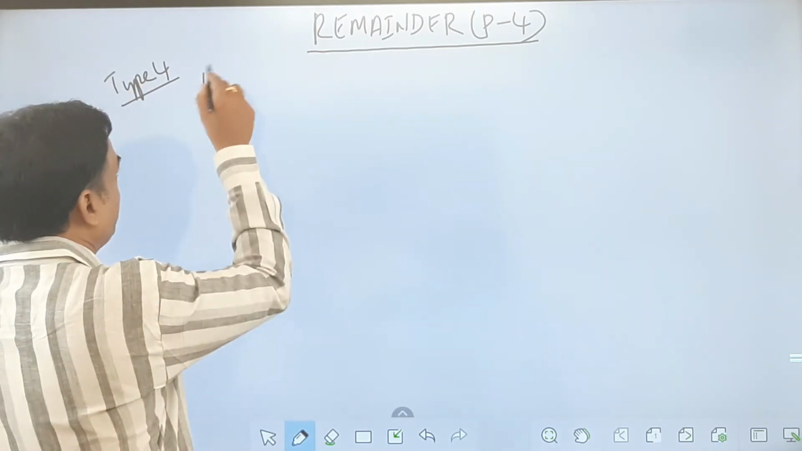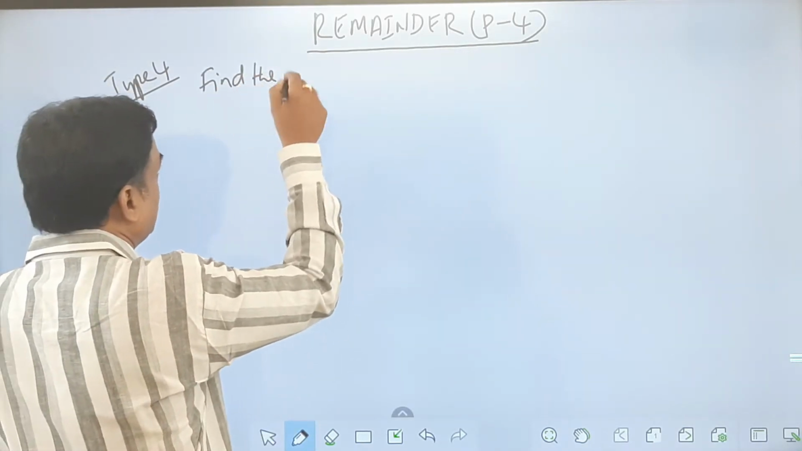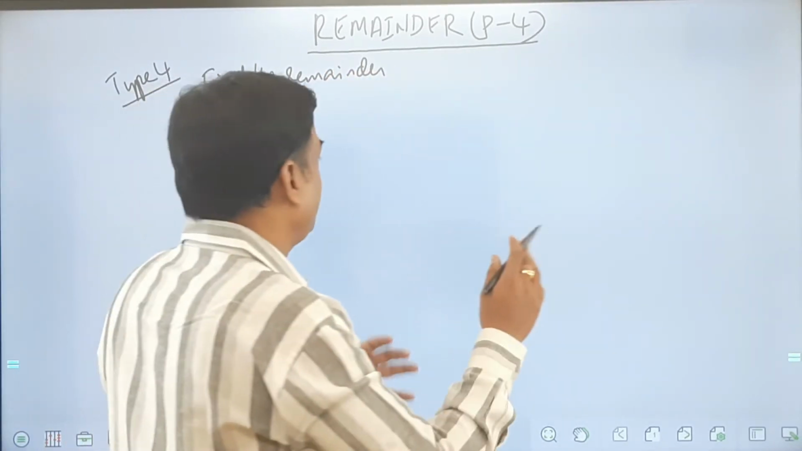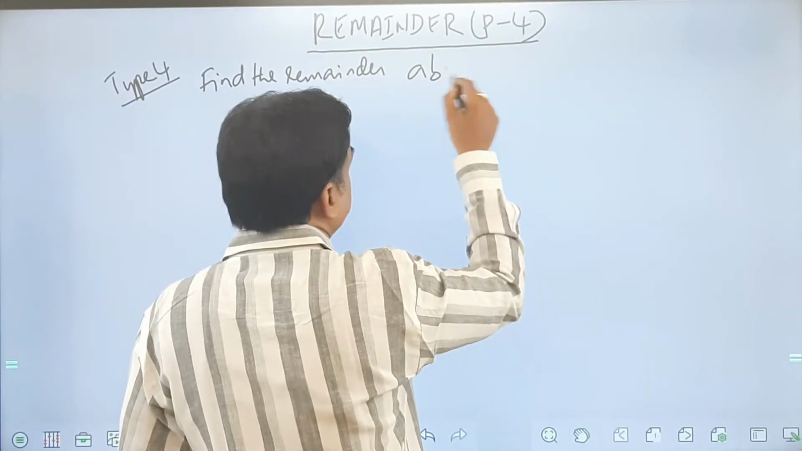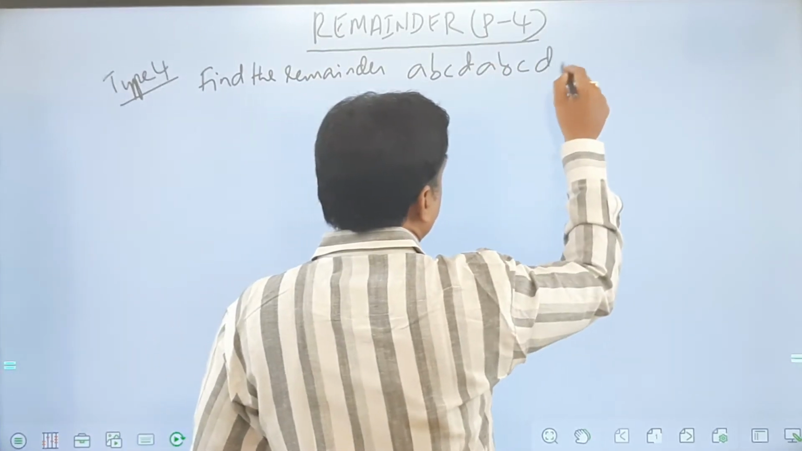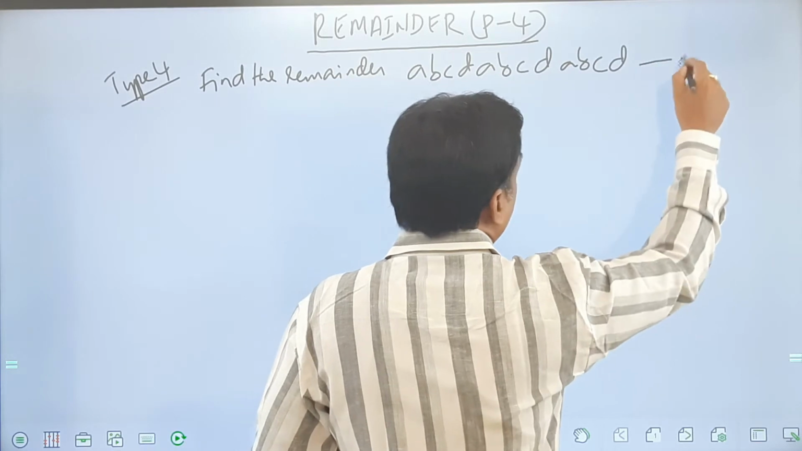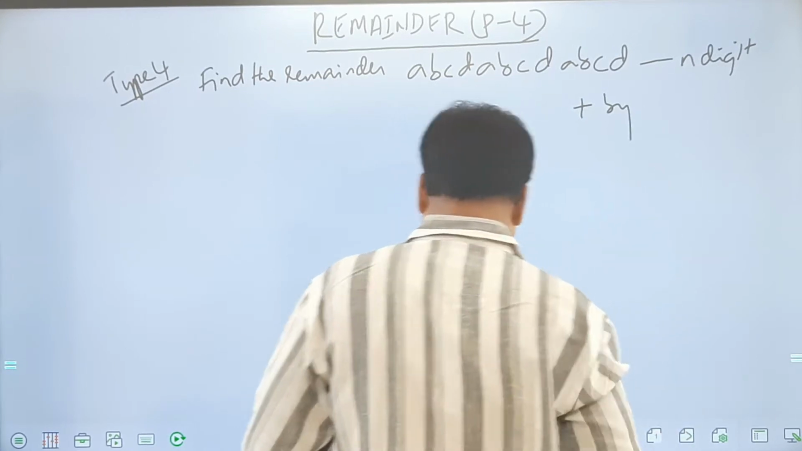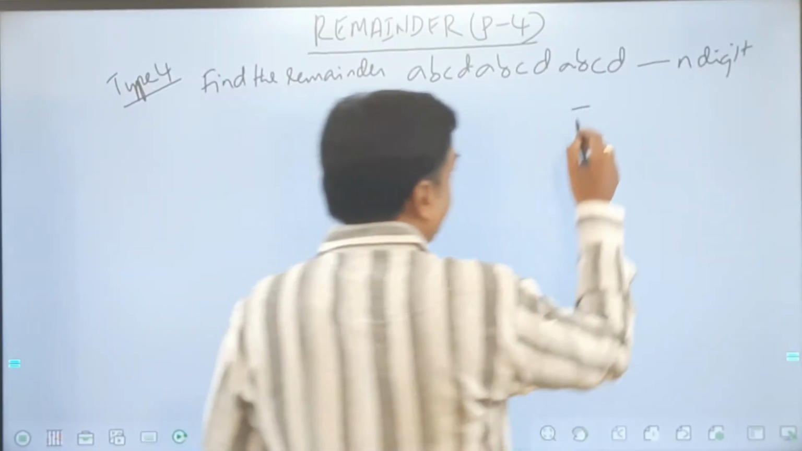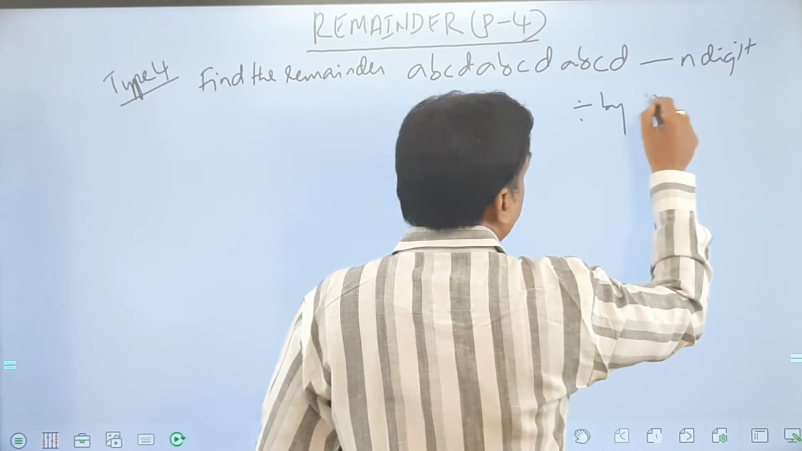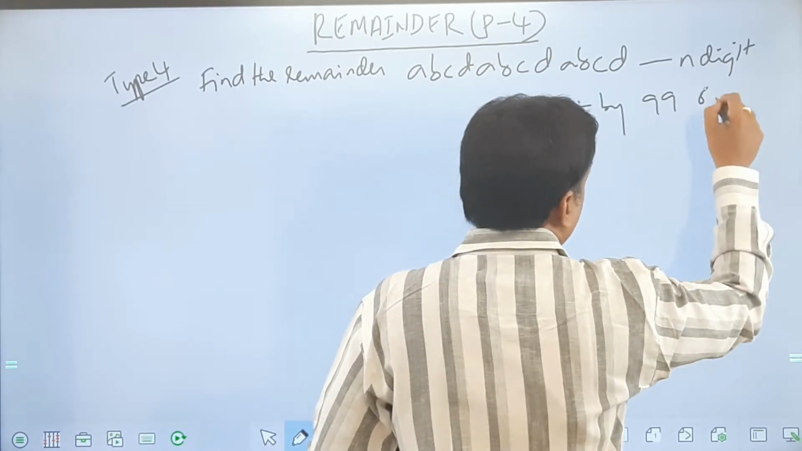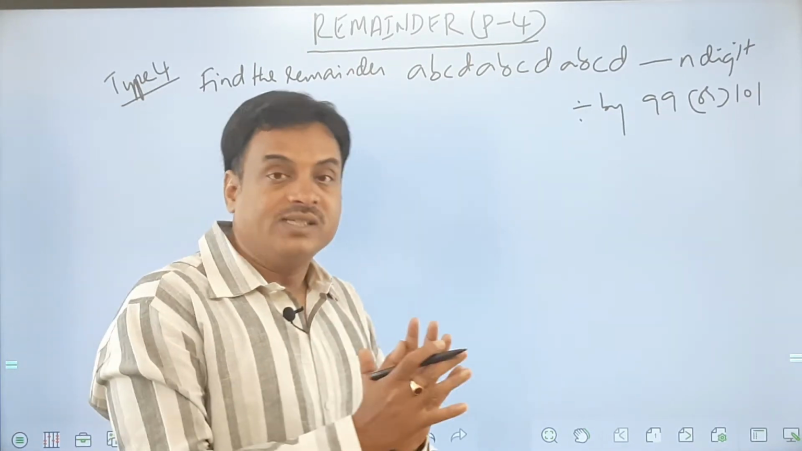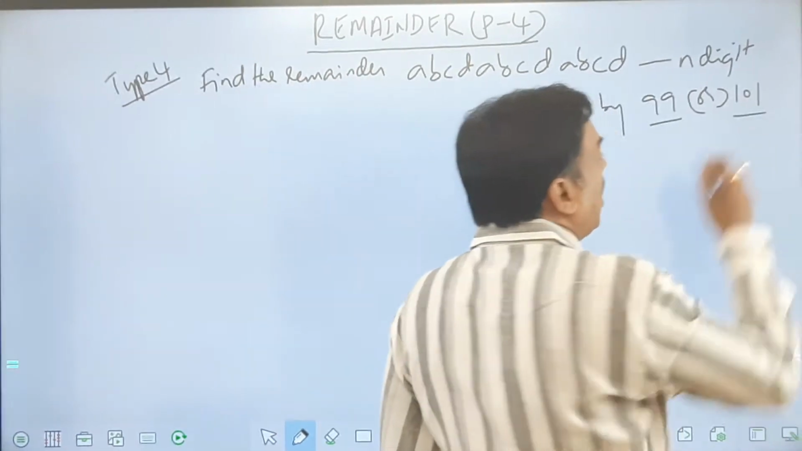Suppose you have a question, find the remainder, and a number which is recurring after a few digits. Like for example, if you have ABCD, ABCD, ABCD, and so on up to n digits, asked to divide by 99 or divide by 101. So we have a specific divisor here as 99 or 101.